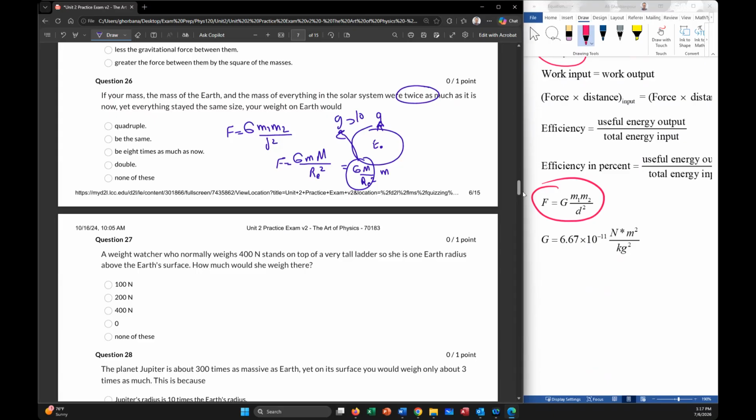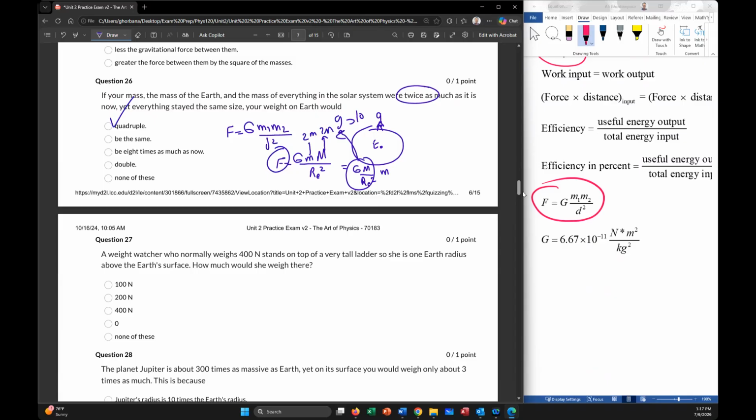You see here, your mass is doubled, the mass of Earth is doubled. What happened to the force of gravity? This becomes 2 times m, and this becomes 2 times the mass of Earth, or the mass of everything on the Earth. 2 times 2, quadruple. There you go.